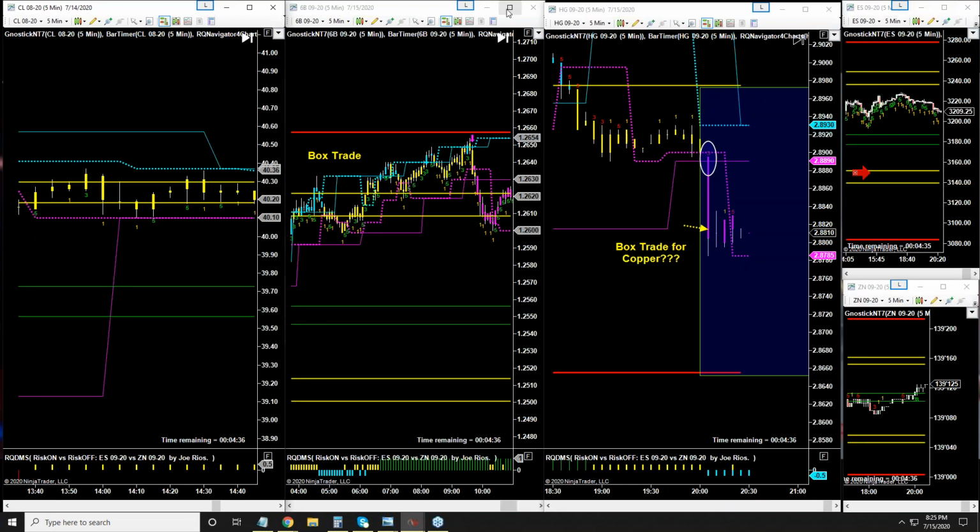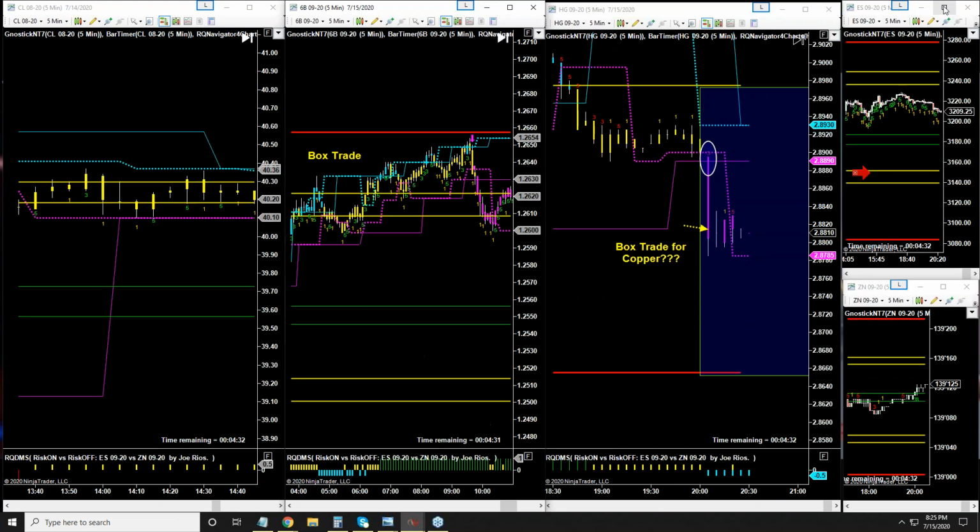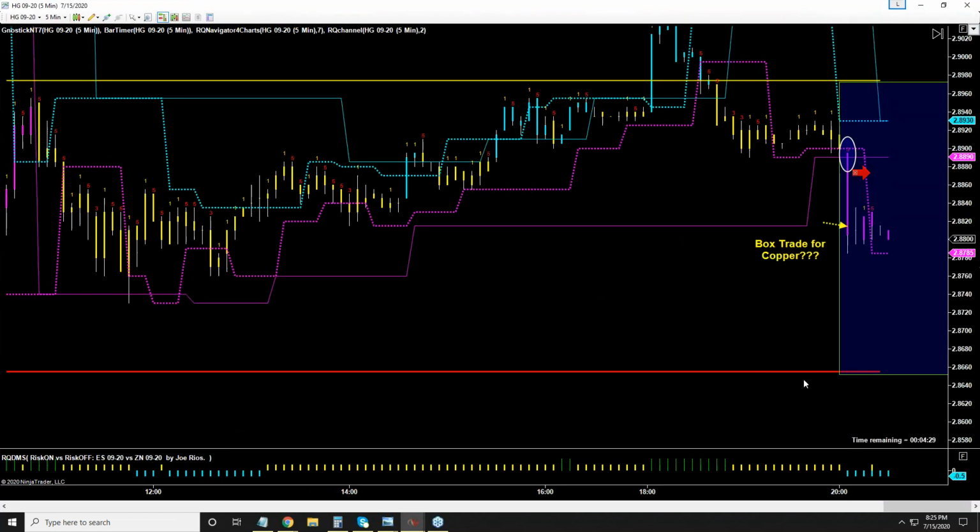Let's look at another box trade, and this is a trade I actually had last night. Before I actually get to that one, let's look and see how the copper's doing here. Keeping an eyeball on it. Looks like it's at the same spot. We'll come back and take a look at that a little bit later.